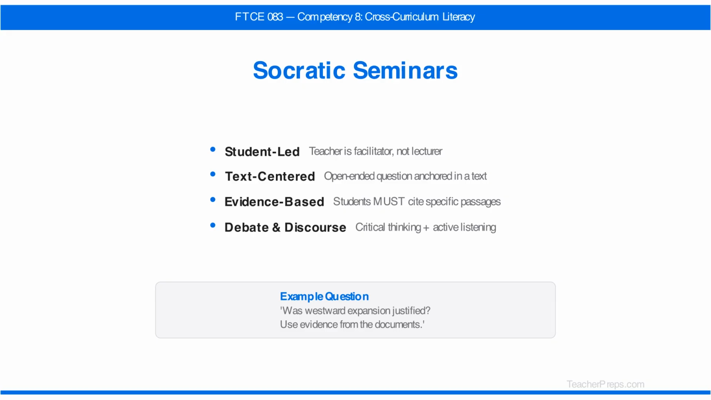They can't just share opinions. They have to point to specific passages, quotes, or data to support their claims. For example, in a social studies class reading about westward expansion, the teacher might pose the question, was westward expansion justified? Use evidence from the documents to support your position. Students debate back and forth, referencing specific evidence from the text. Socratic seminars build critical thinking, active listening, evidence-based argumentation, and respectful academic discourse.